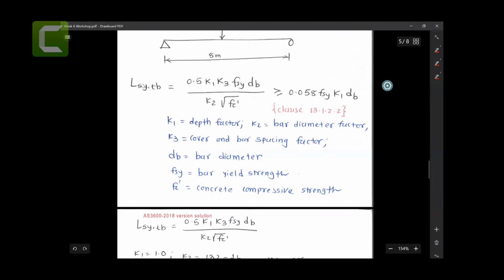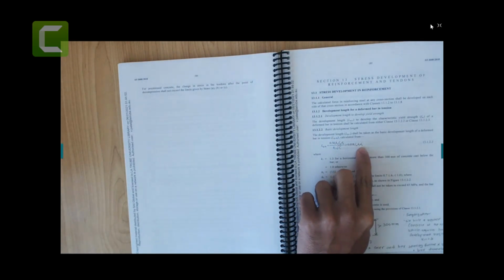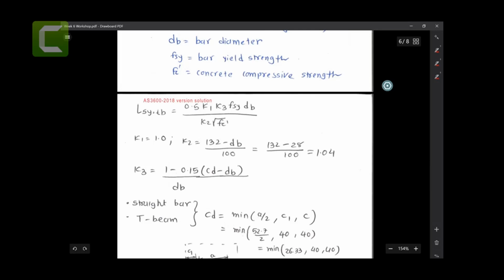These equations that I have written on the screen, I took from here and copied: k1, k2, fsy, db, over k2 square root f'c, greater than 0.058 fsy k1 db. So I copied that from there. Now let's crack them one by one. First, let's work out k1.